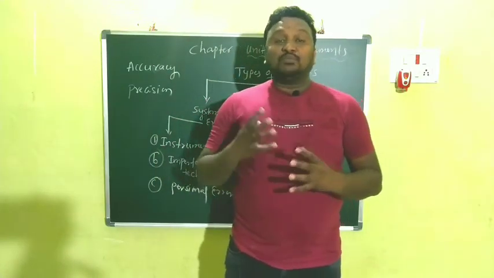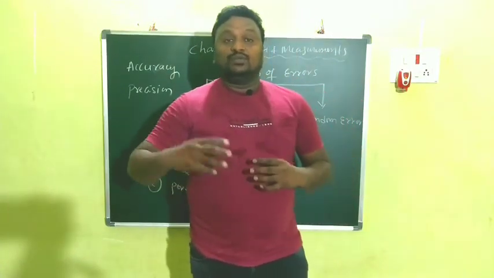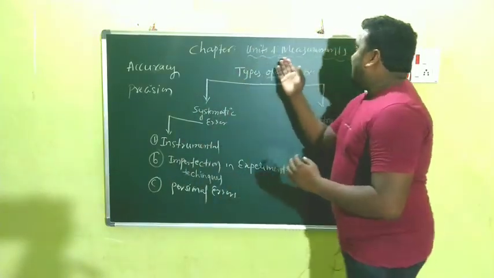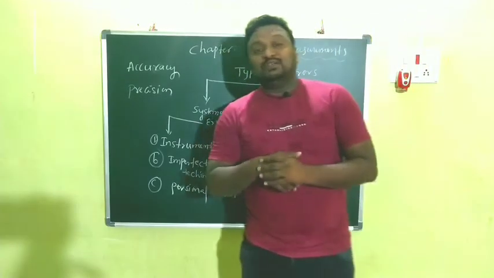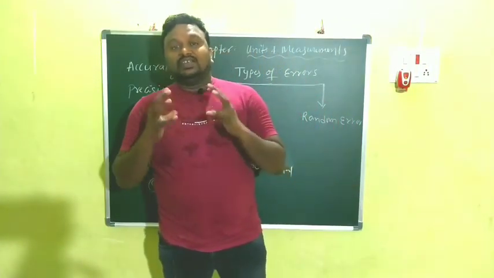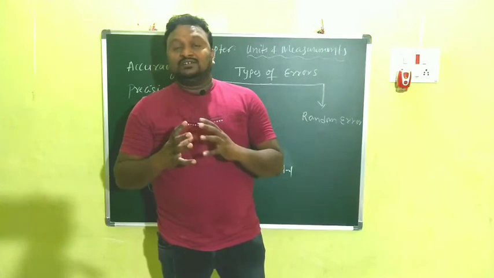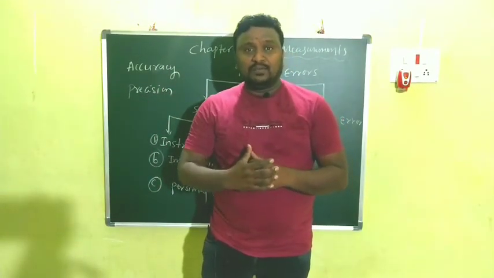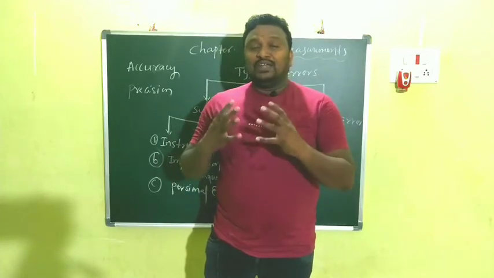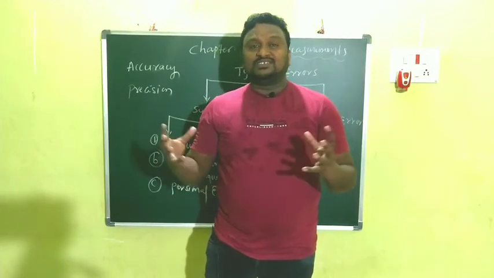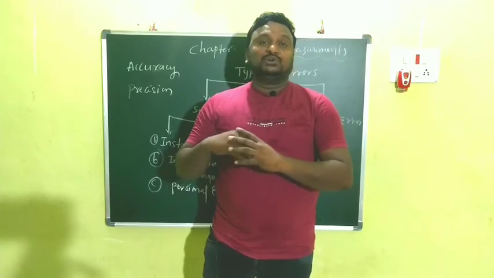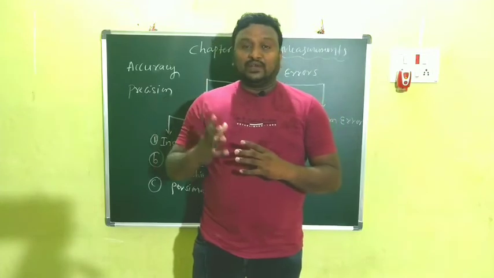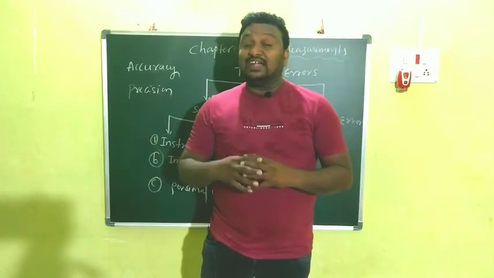In this class I am going to explain about the Intermediate first year, second chapter: Units and Measurements. In this chapter you will learn about types of errors, what is accuracy, what is precision, and how many types of errors there are. So we will see that in this chapter. In this video especially, I hope that you will learn about accuracy, precision and types of error.